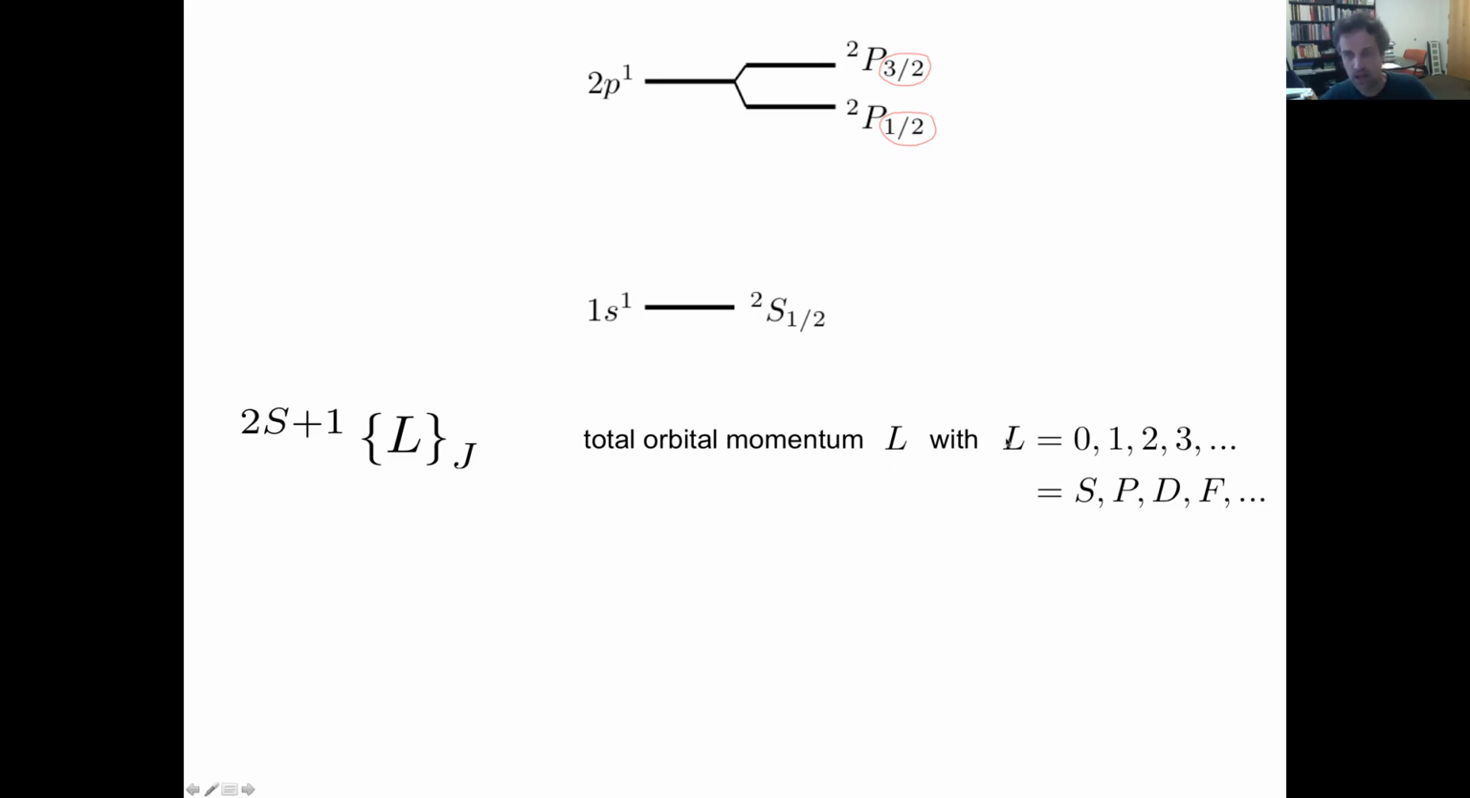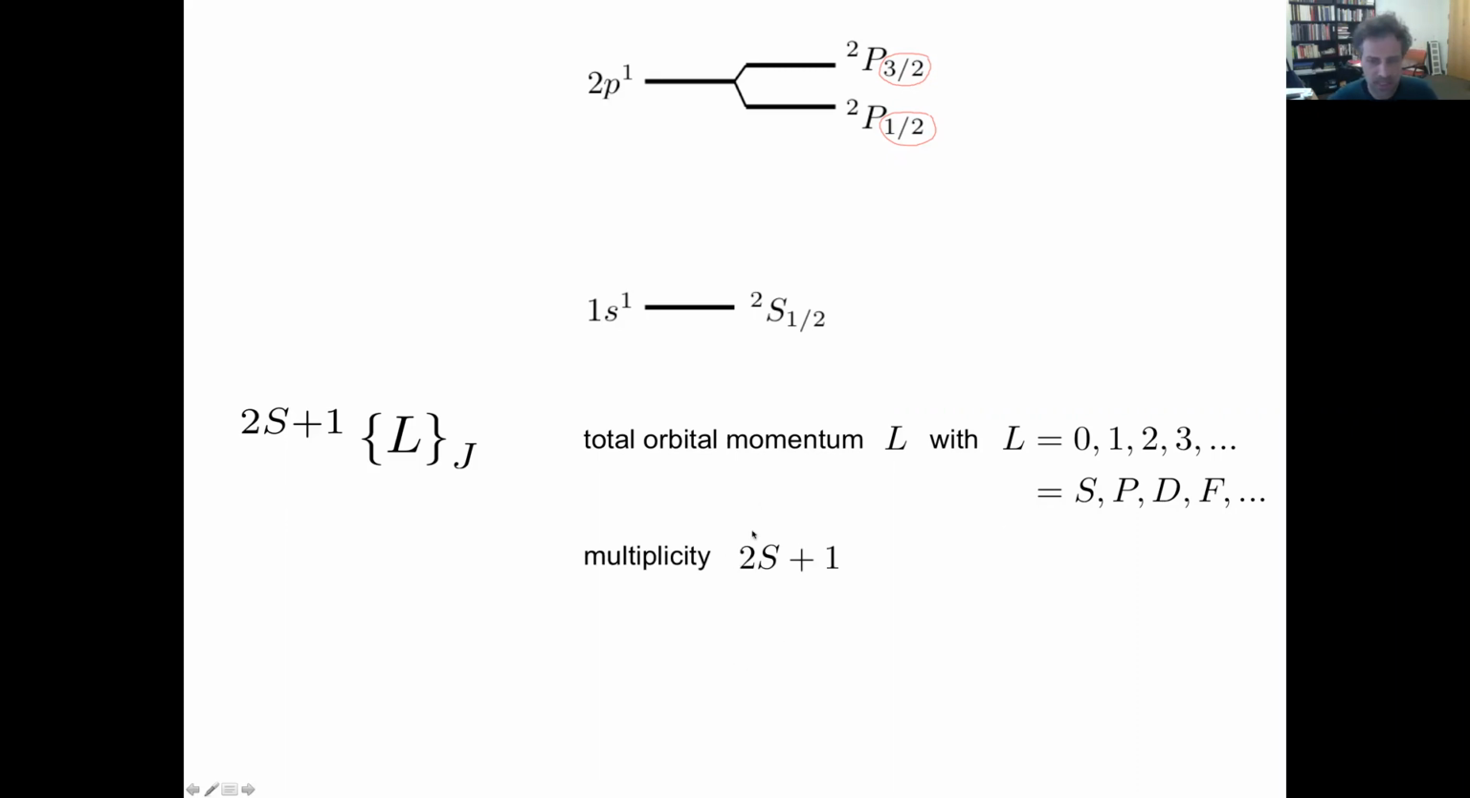When total L, the big capital L, equals 1, we get a capital P. When L equals 2, a capital D. And when L equals 3, capital F, and so forth. So this is in analogy with naming the orbitals. But these things don't mean the orbital. The orbital basically tells us the orbital angular momentum of a single electron. This could pertain to multiple electrons as well. So it's a little different.